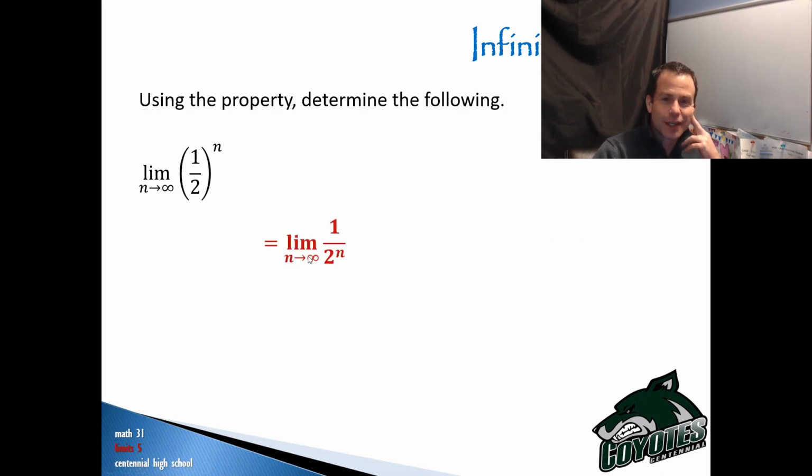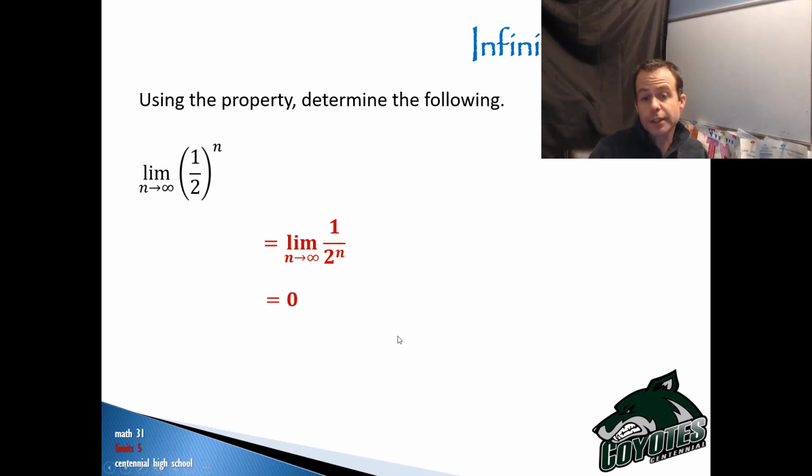So let's take a look. 1 to the n is 1, right? 1 to the anything is going to be 1. But then I've got 2 to the n on the bottom. So think about this. If I put a really honking big number in for n, I get 2 to the 1 million. That's going to be 1 divided by an astronomically huge number. And so that's going to approach 0.